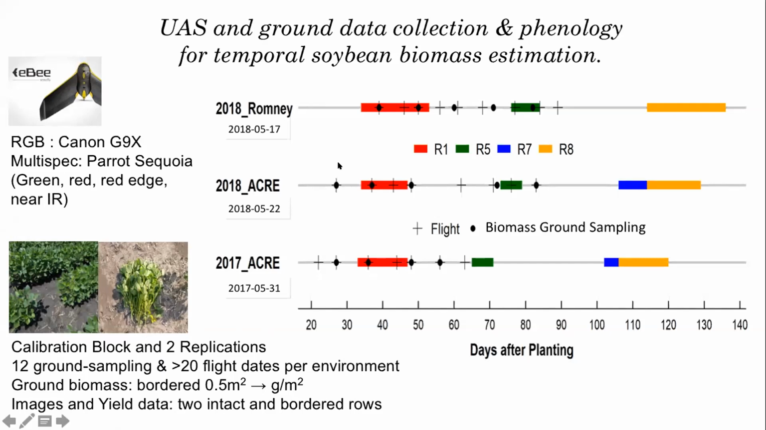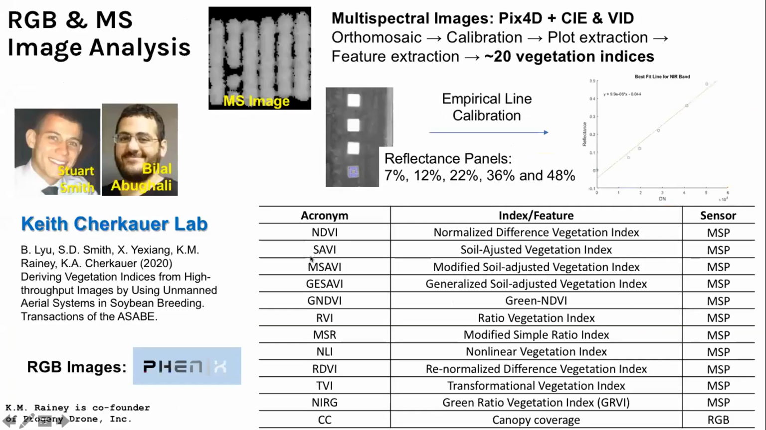So we flew and ground sampled pretty frequently, and we imaged this experiment with multispectral and RGB cameras. This is where collaboration with Keith's lab came in: his students came up with a plot clipping pipeline for multispectral imagery that's been published. So it's possible to apply plot clips to multispectral imagery, though it's not currently a feature of the Plot Phoenix software.